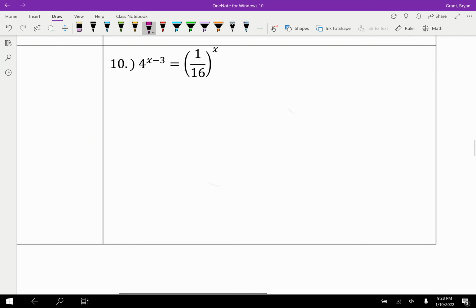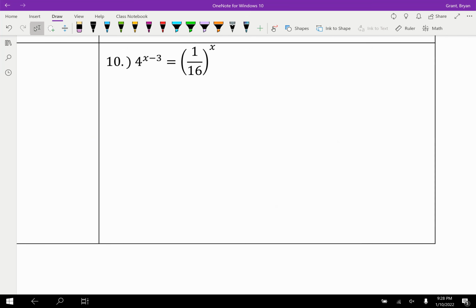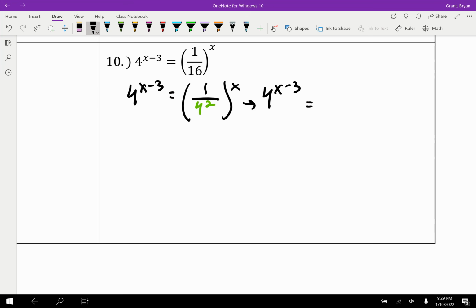Last one. 4 to the x minus 3 equals 1/16 to the x. 1 over 16, or 16 rather, looks larger, so I'm going to change 16 first. That becomes 4 squared. Do an arrow so I don't run out of room here. So 4 to the x minus 3 equals, and then we bring that 4 squared up. So it becomes 4 to the negative second. And then one more arrow. We have 4 to the x minus 3, and if we distribute or multiply, we get 4 to the negative 2x.